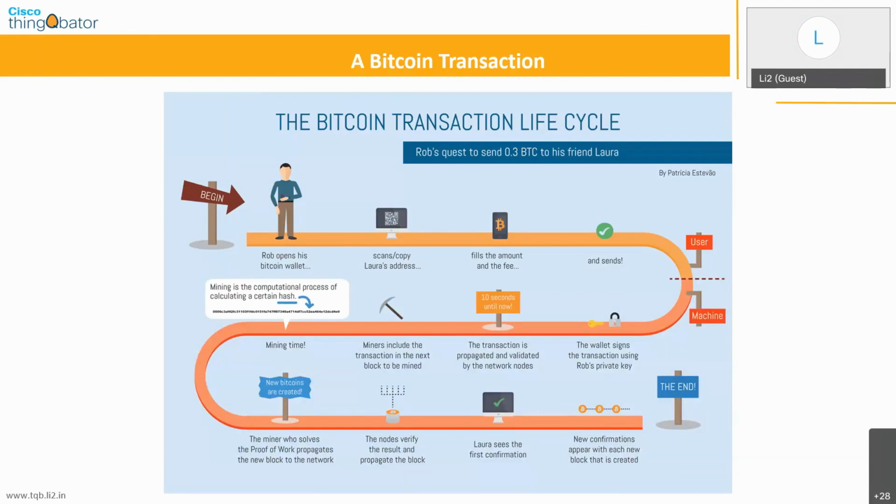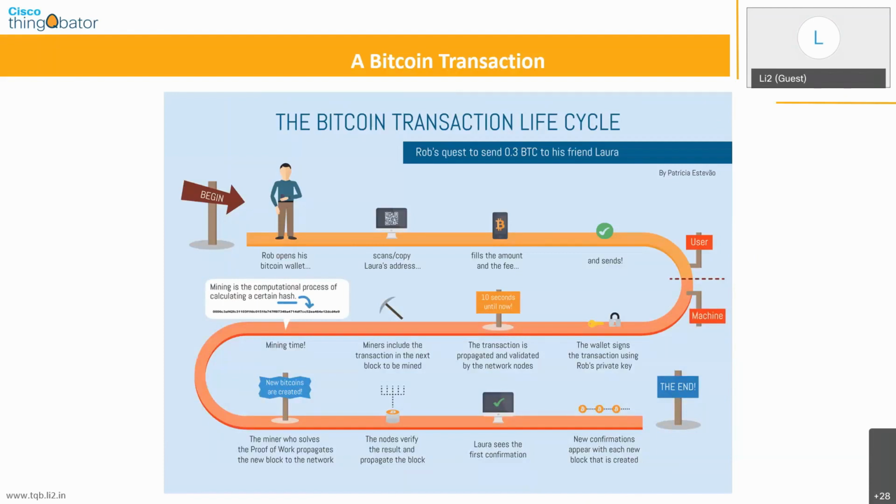Ideally, a transaction starts with a request, then it is propagated to the network. The network validates the transaction, puts it into a block, and then sends that whole block to the rest of the network, and the transaction is termed complete. It is similar in Bitcoin's scenario also.